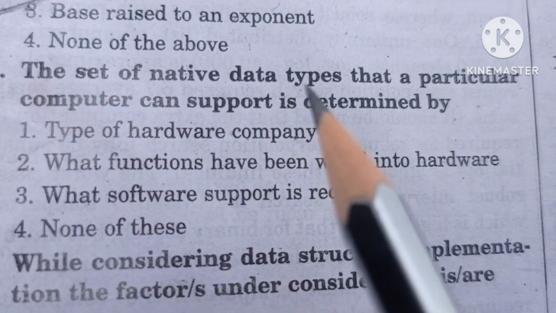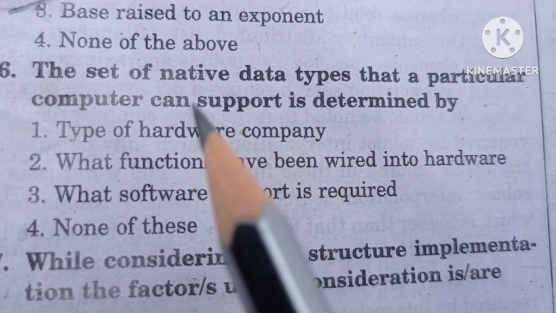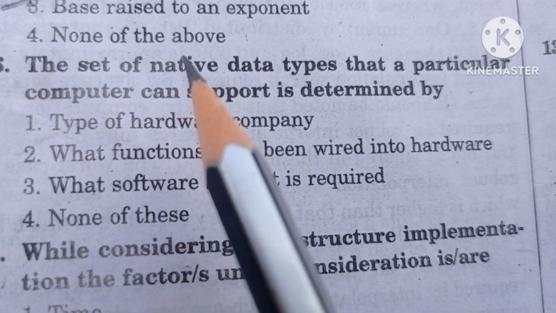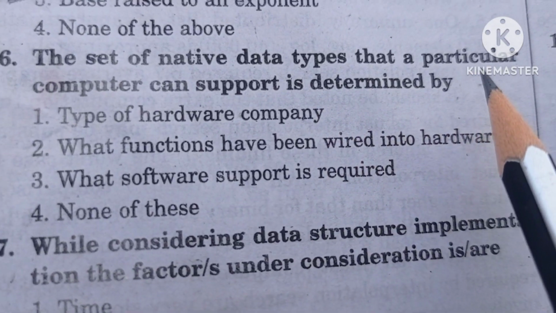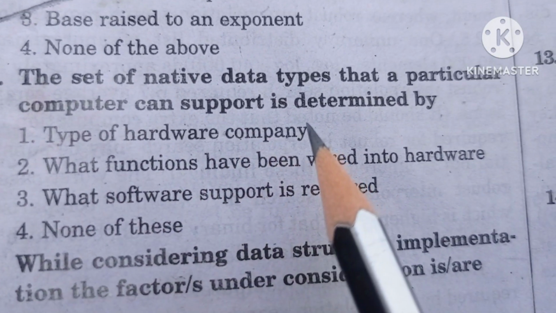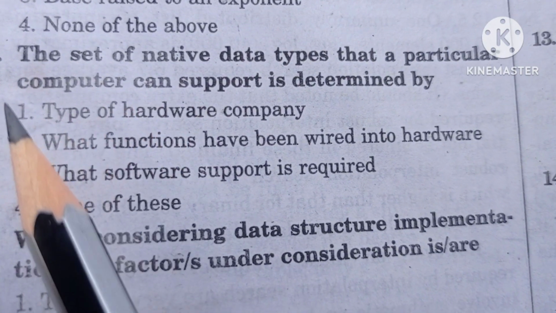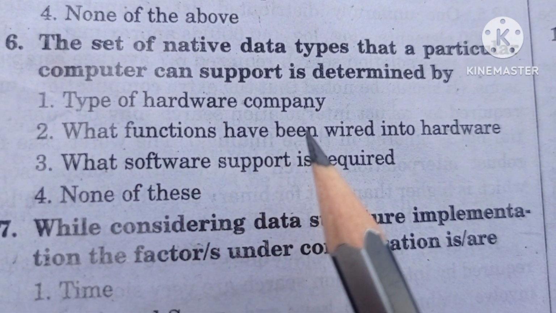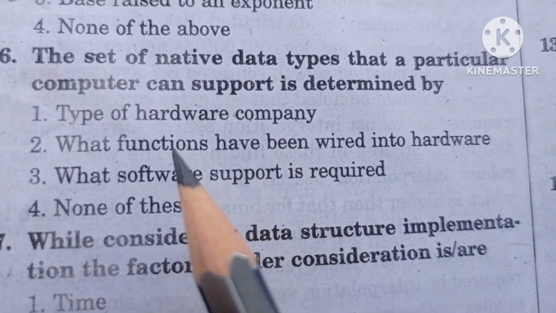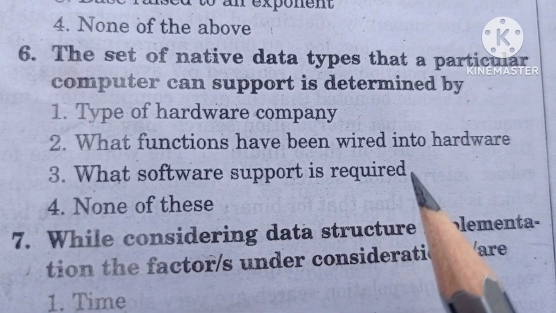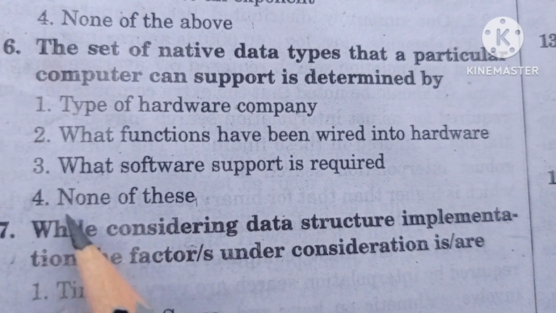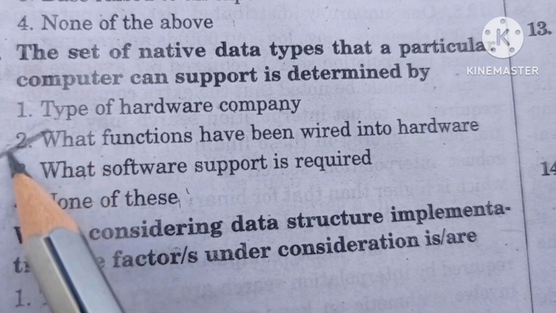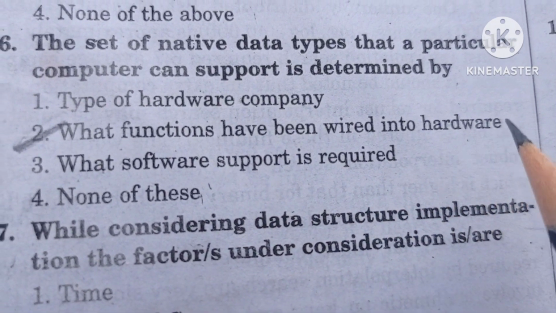The set of data types that a particular computer can support is determined by? Options: type of hardware company, what functions have been wired into hardware, and what software support is required, none of these. Answer is 2: what functions have been wired into hardware.